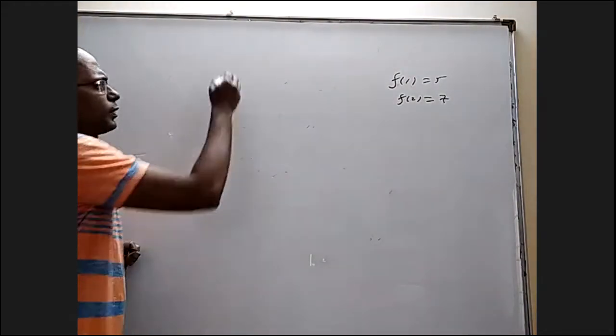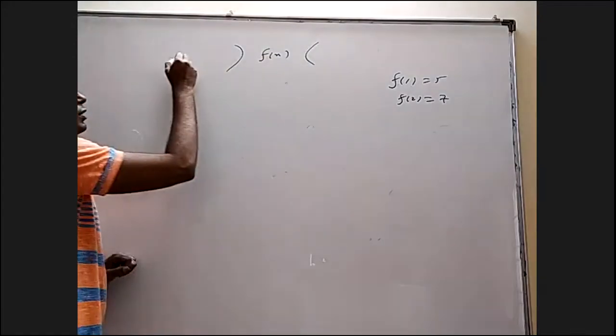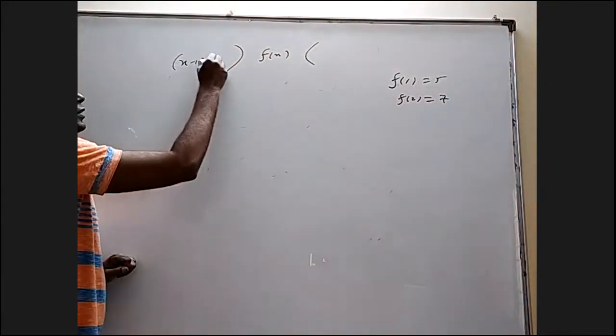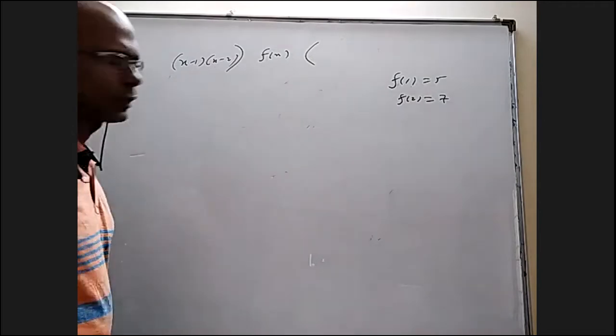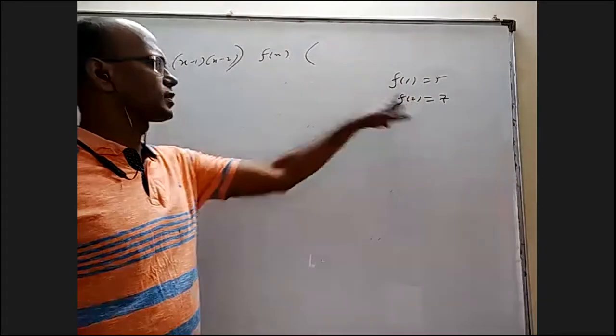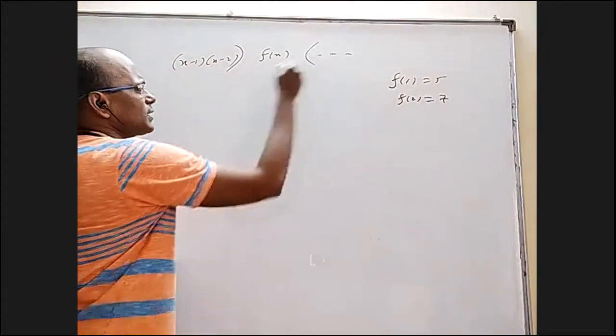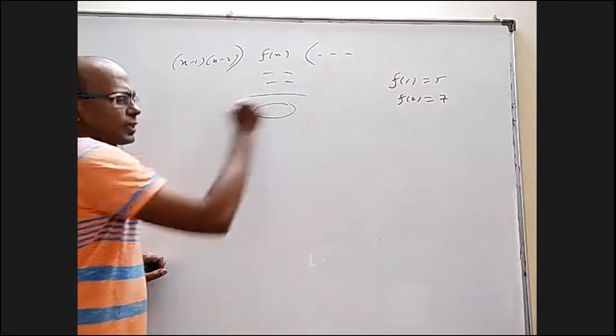This is actually very simple. Forget about all these things. I will take f of x. I want to divide with x minus 1 into x minus 2. Why did I take only these two? Because of these numbers, this is going to be useful. I'll tell you why. I will get something here, I will do something, finally I'll get some answer.